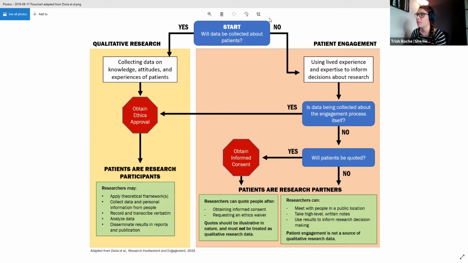And I can't see the chat, so I'm going to stop sharing so I can see the chat. Another question from Saint. How can researchers get support services? What are some ways other teams have tried in the past?